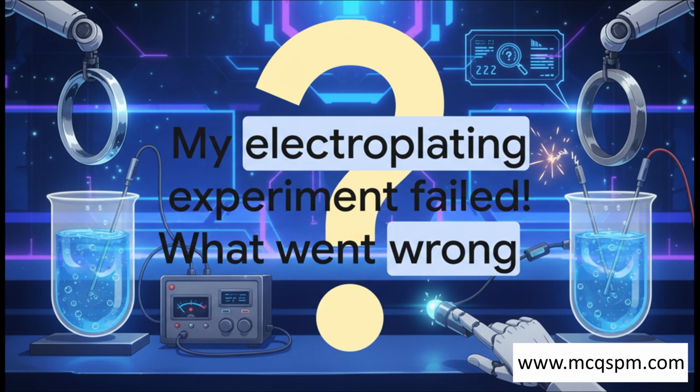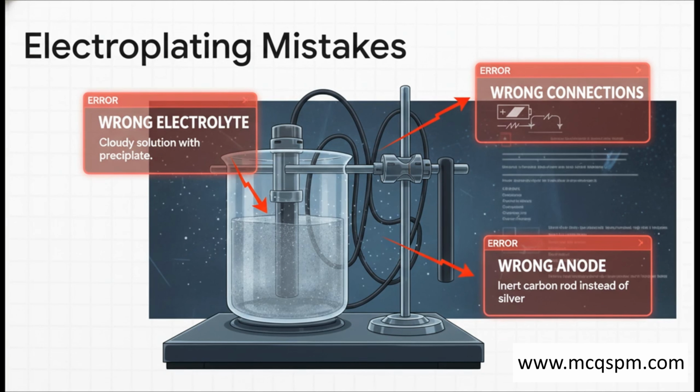Okay, let's look at a super common scenario you'll find in Paper 1 and Paper 2 questions. Imagine a student sets up an electroplating experiment. They want to coat an iron ring with some shiny silver, but nothing happens. So what went wrong? Let's be detectives here and figure out what the problem could be. So if we look here, there are basically three main things that could have gone wrong.